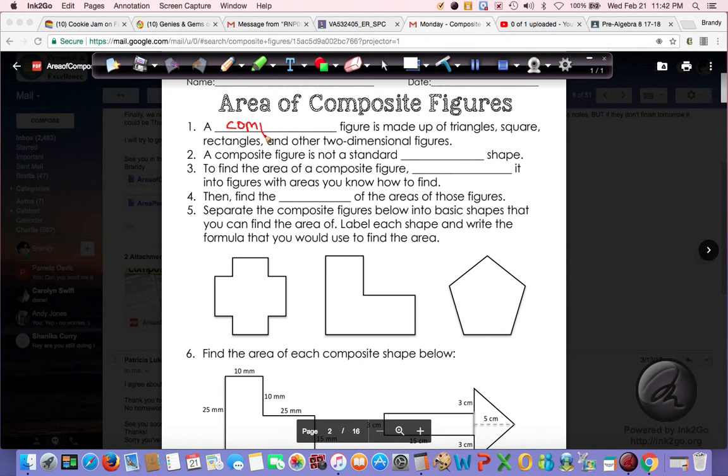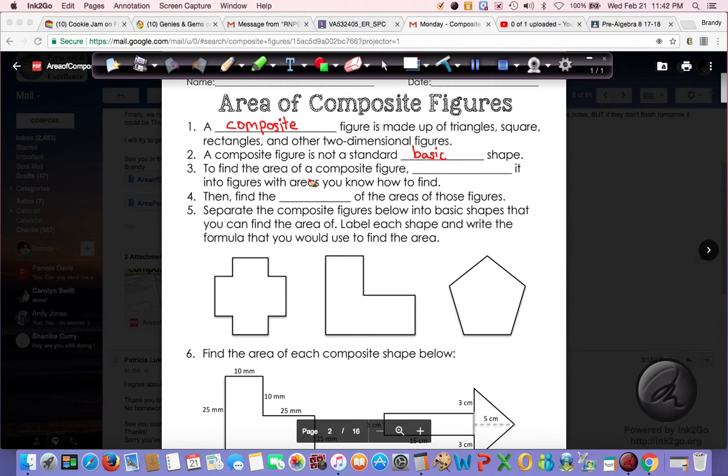Okay, so composite figures are made up of two or more two-dimensional figures. Rectangles, triangles, circles, squares, any two-dimensional figure. A composite figure is not a standard basic shape. Okay, it's not just a triangle. It's not just a circle. It's got to be more than that. It's got to be two things put together.